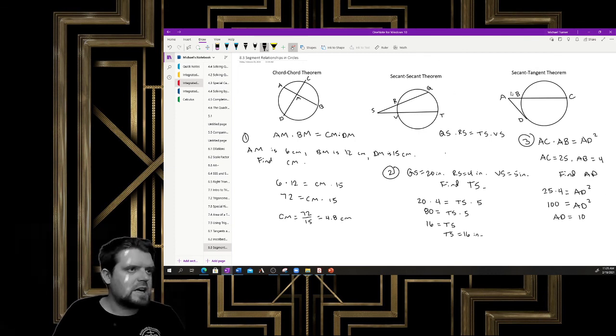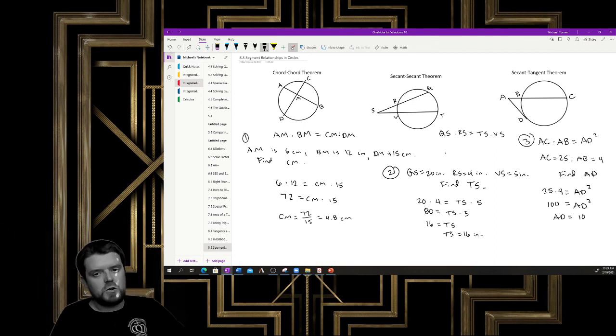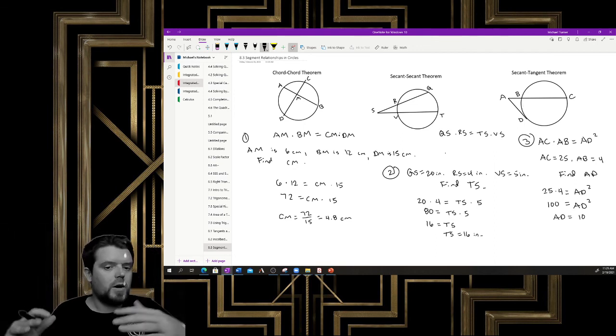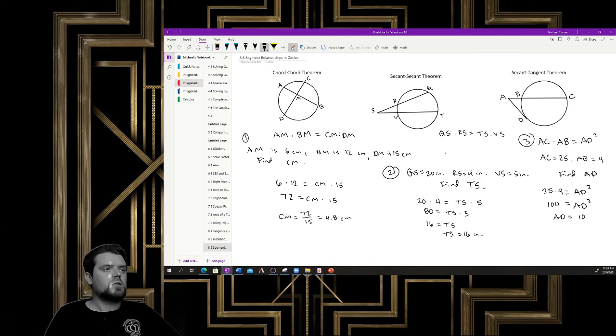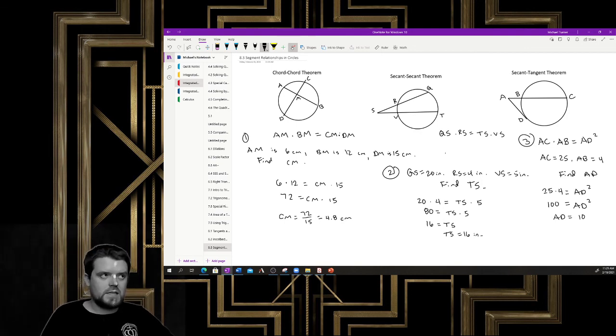So 3 examples, try to keep them separate. I would have this highlighted or written into your notes so that you have the 3 theorems, so you can identify which you're using as you're looking, because on a unit test, you're just going to have a whole bunch of circles throughout this whole segment, so you want to know what section you're looking at.